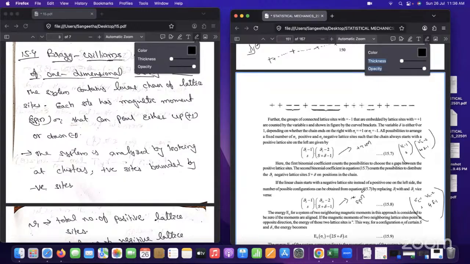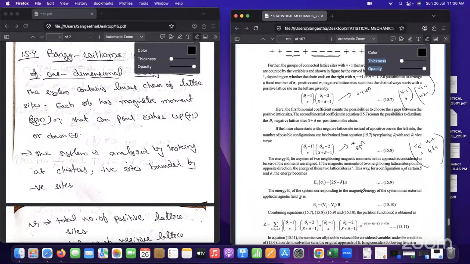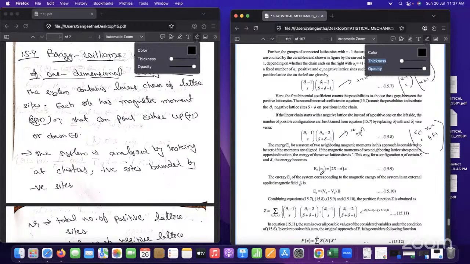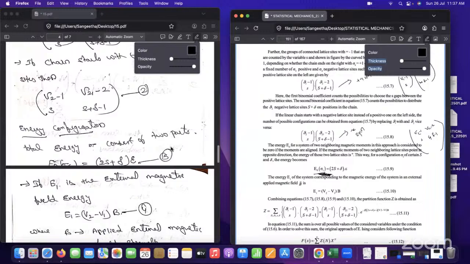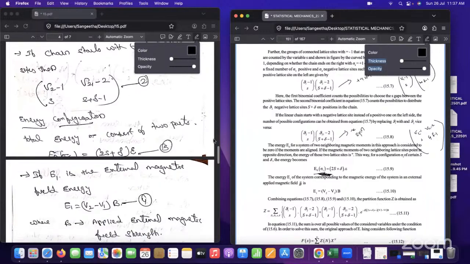సో పాజిటివ్ స్పిన్, నెగిటివ్ స్పిన్ అండ్ టోటల్ ఎనర్జీస్ యాడ్ చేస్తే మనకు ఒక ఈక్వేషన్ వస్తుంది. సో వాట్ ఈస్ దిస్ వన్? దిస్ ఈస్ టోటల్ ఎనర్జీ కాన్ఫిగరేషన్. Next total energy. Total energy can be represented as 2s plus delta time of epsilon. So this is total energy E naught రాసాము. నెక్స్ట్ ఇంటర్నల్ ఎనర్జీ E1 తీసుకుందాం. ఇక్కడ ఎక్స్ట్రా ఎనర్జీ విత్ రెస్పెక్ట్ టు ద మ్యాగ్నెటిక్ ఫీల్డ్ V2 minus V1 times of beta.